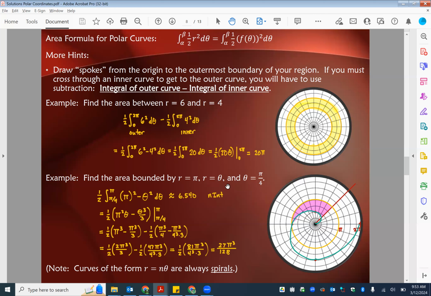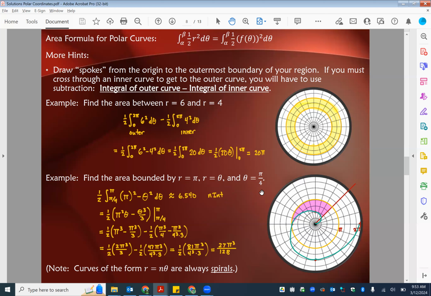The second example here is a bit more complicated. We've got a pink region bounded by 3 curves. Okay, there's theta equals pi over 4. That would be this red line. That's where we're sort of starting our rotation from.